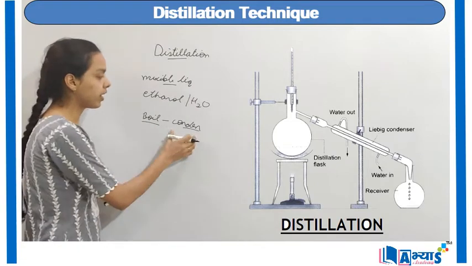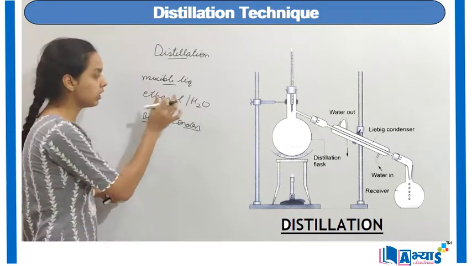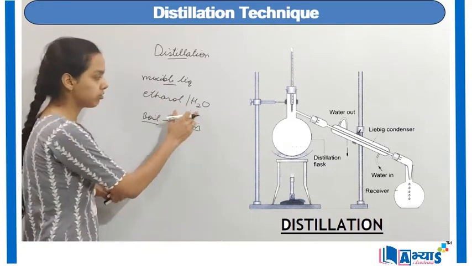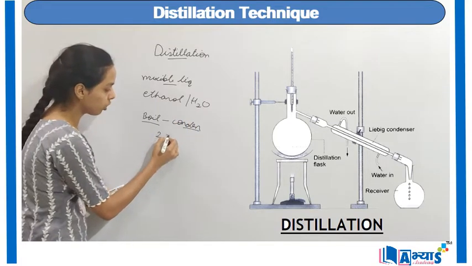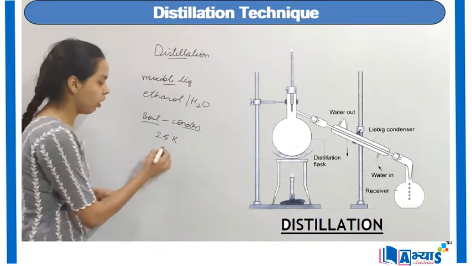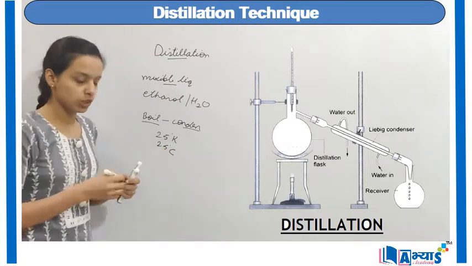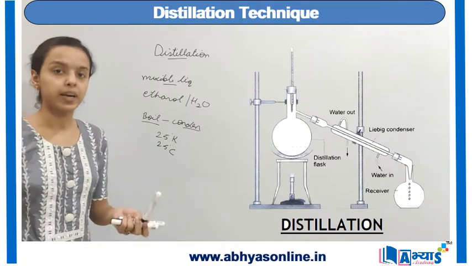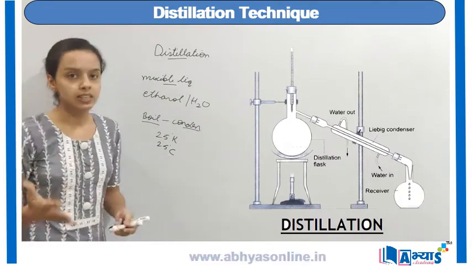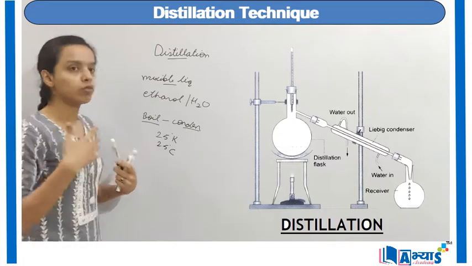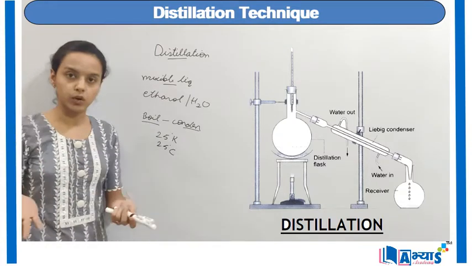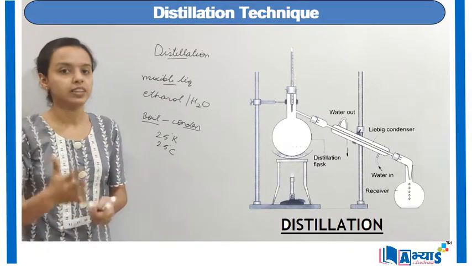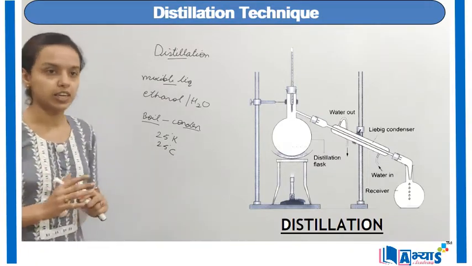When the boiling and condensation are being done for the solution, the components must have different boiling points, and the difference of the boiling points should be more than 25 degrees Kelvin or 25 degrees Celsius. So the difference in the boiling points of the two components that we want to separate must be more than 25 degrees Celsius. When we have to separate two liquids, or a liquid from a solid, we can use this method of distillation.